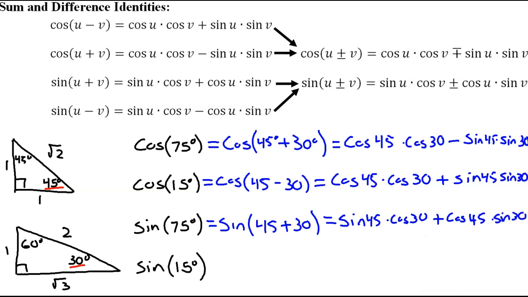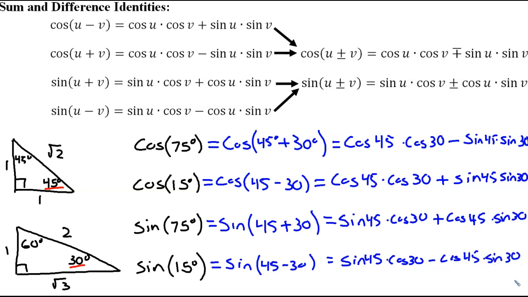I'm going to do that one more time. Same idea, sine 15, just like with cosine 15, we can write that as 45 minus 30. So in other words, sine of 45 times cosine 30. And then again, that's the same sign, plus, minus, so minus cosine 45 times sine 30.